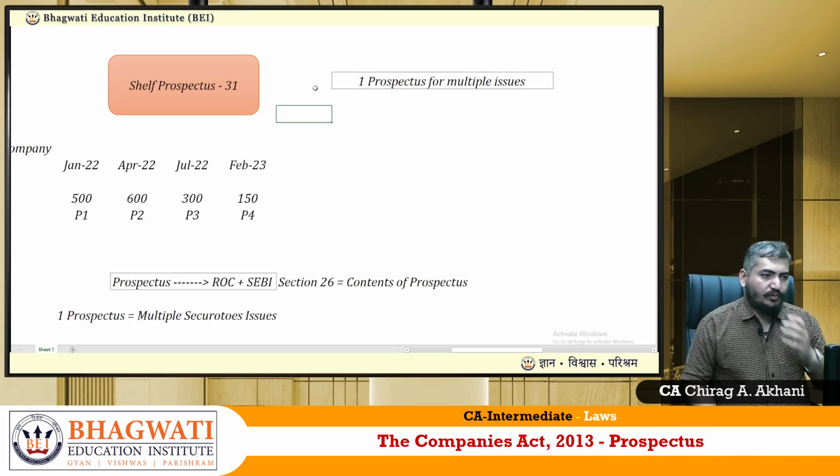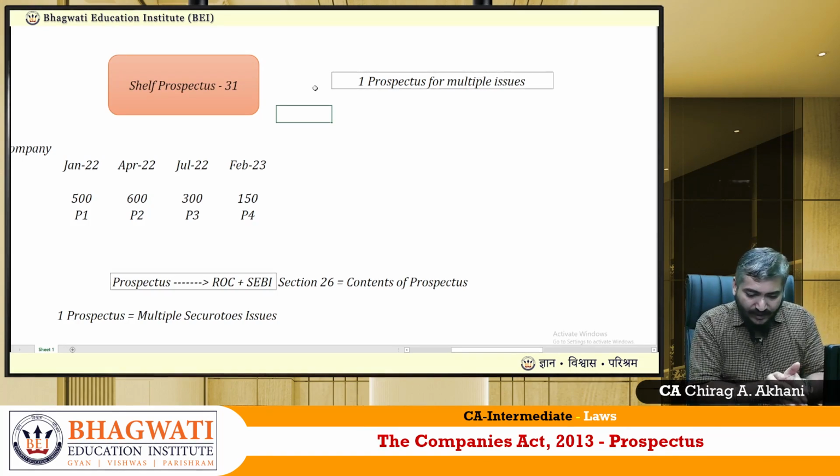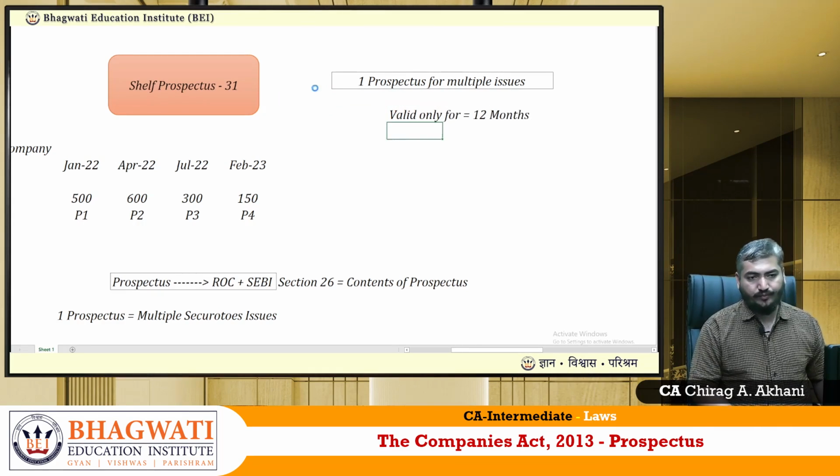Now there are a few questions. Question number one: what is the validity of the shelf prospectus? For example, one company had issued the prospectus in the month of January 22, and the second issue it wants to bring after 5 years. So can we use the same prospectus which was issued in January 22? What is the validity of this prospectus once it was issued? So law has provided that a shelf prospectus shall be valid only for 12 months from issue.